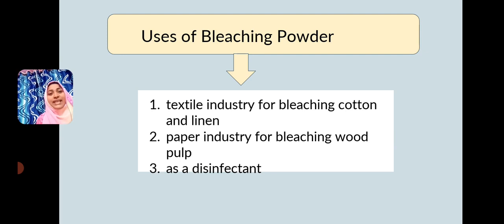Then, what are the uses of bleaching powder? They are used in the textile industry for bleaching cotton and linen. The cotton which we wear, the sweaters and other clothing material, they use bleaching powder in the textile industry. And in the paper industry, for bleaching wood pulp, and it is also used as a disinfectant, where the bleaching powder is used to kill bacteria.